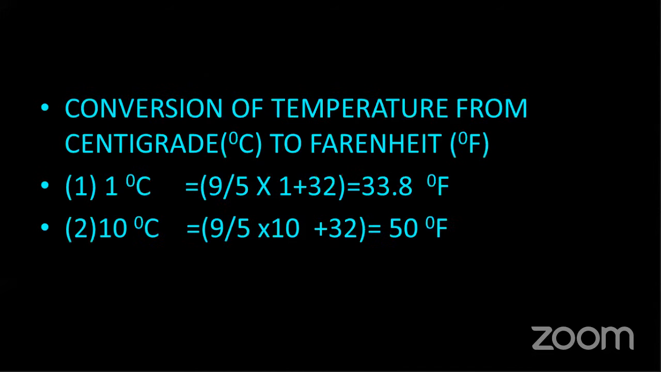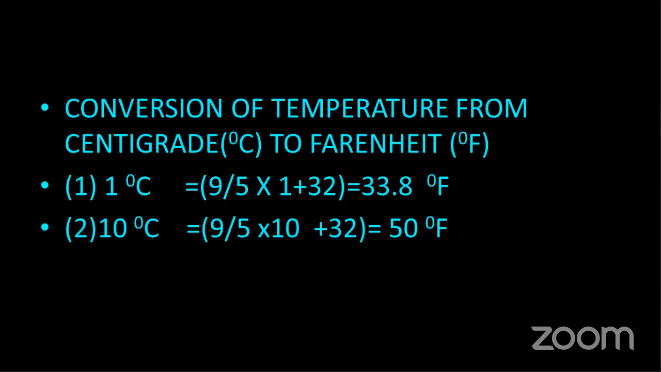Now, dear students, I have given you 2 examples here. First is 1 degree Celsius and second is 10 degrees Celsius. Suppose I want to convert 1 degree Celsius into degree Fahrenheit. What should I do now? As per the formula, 9 by 5 into 1, that is degree Celsius, plus 32, right?